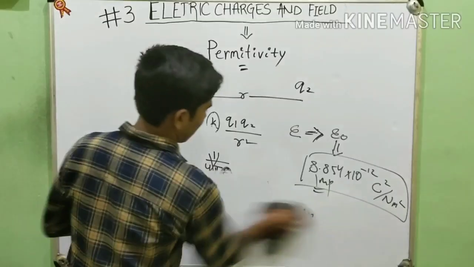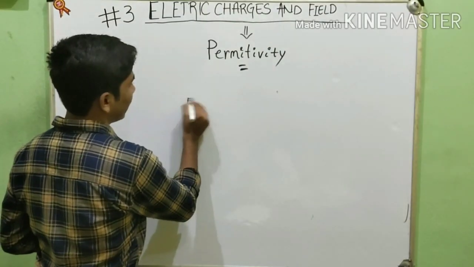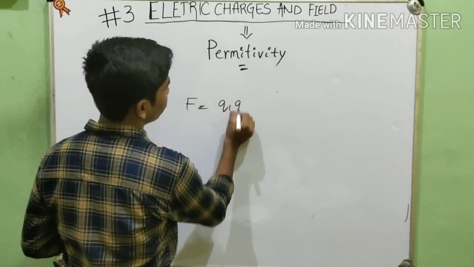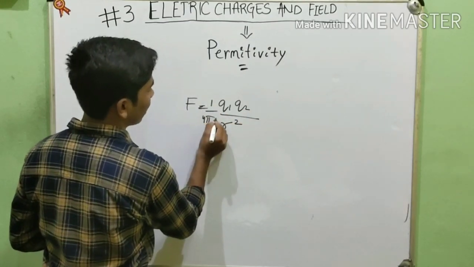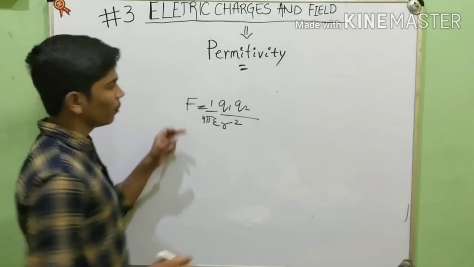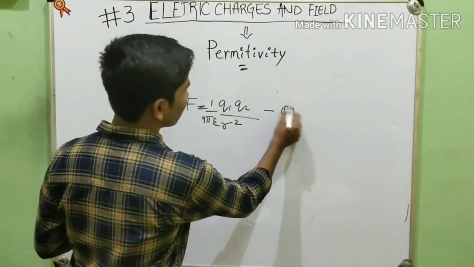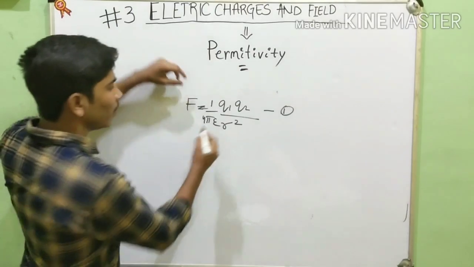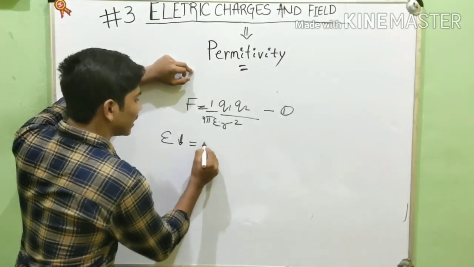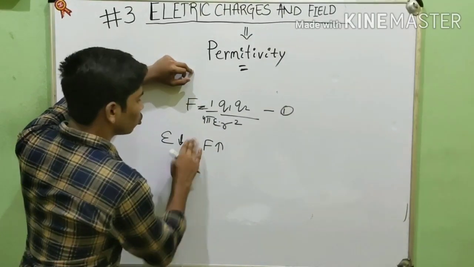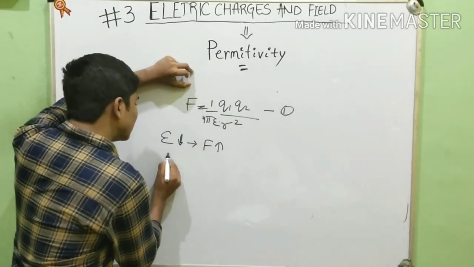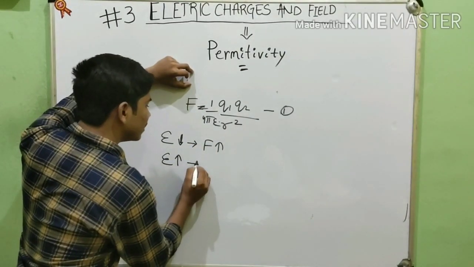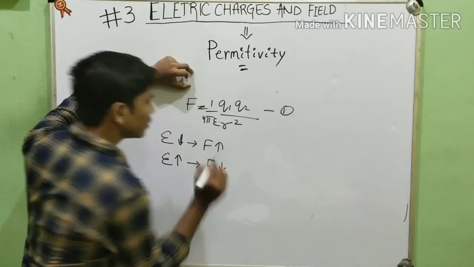So F is equal to Q1 Q2 by R square into 1 by 4 pi epsilon. From this equation, we can see that if we decrease the permittivity, then force will increase. True or wrong? True. If we increase the permittivity, then force will decrease.